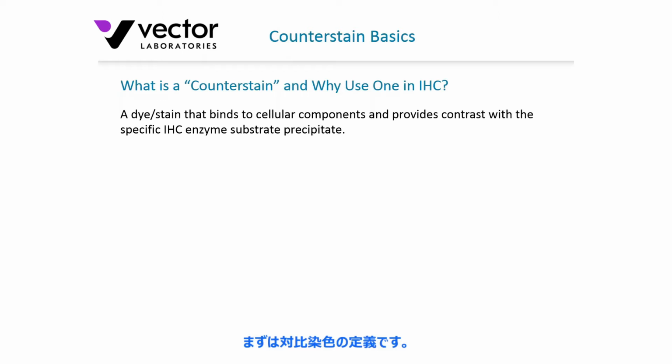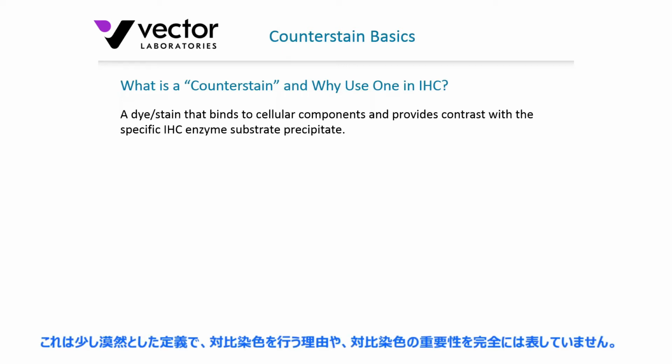Okay, so I've got a bit of a definition here for those who are new to the field. What is a counterstain? It is a dye or a stain that binds to cellular components and provides contrast with the specific immunohistochemistry enzyme substrate precipitate. That may be fairly straightforward, but I believe this is a fairly elementary definition and doesn't really get to the point of why you may want to apply a counterstain, or the value of a counterstain in immunohistochemistry.